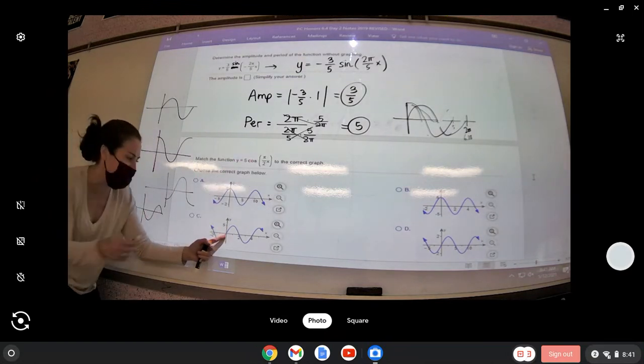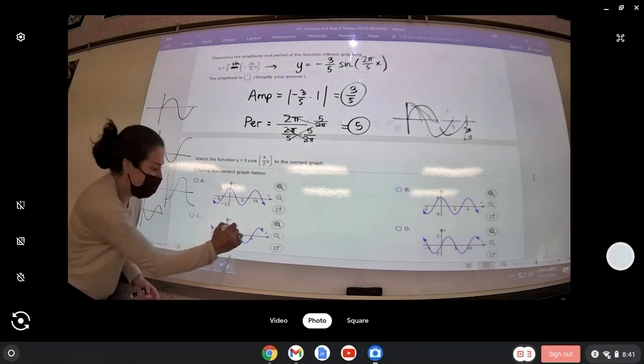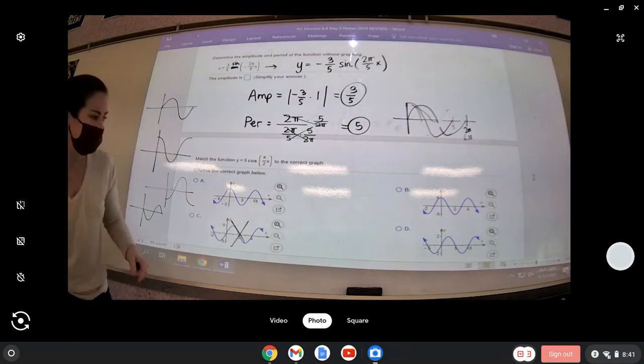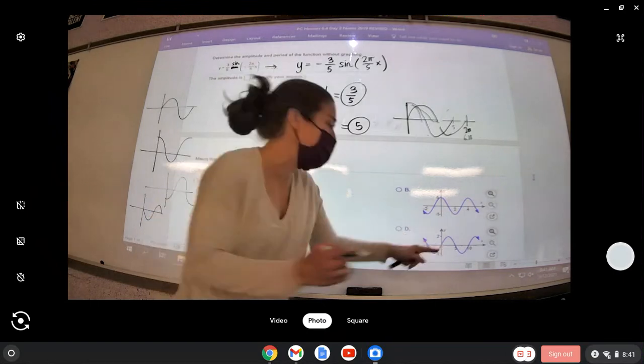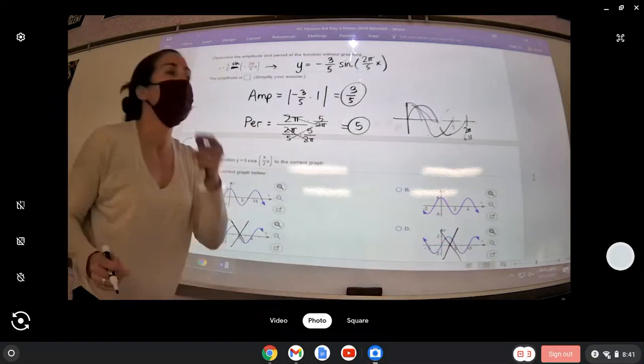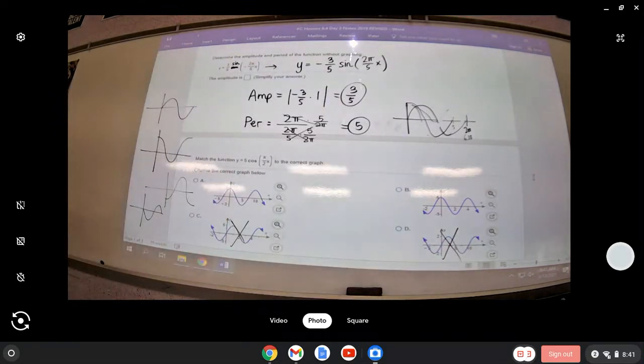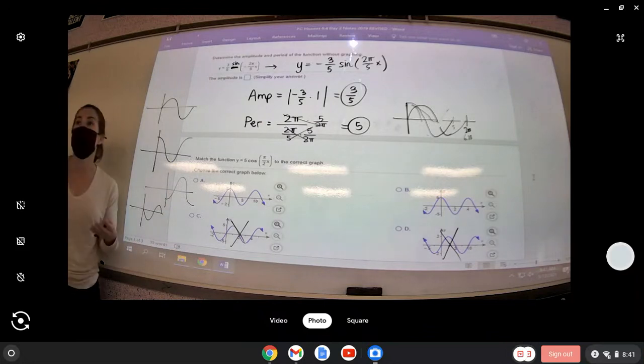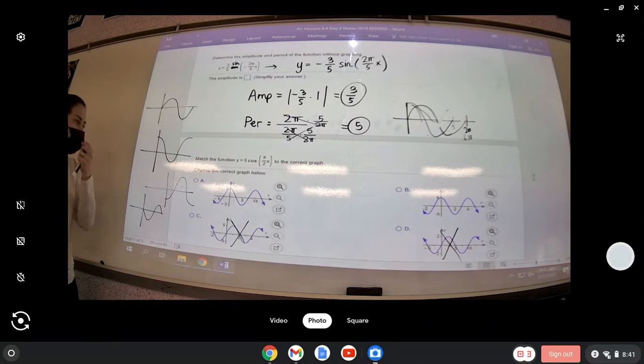Guys, this one started at 0. That is not a cosine graph. This one started at 0. That is not a cosine graph. And now we'll pick our answer depending on what our amplitude should be and what our period should be. How many units should it take to create one cosine wave now?